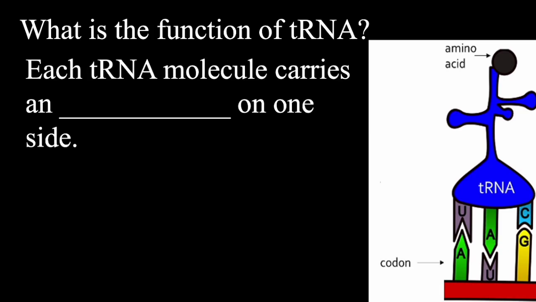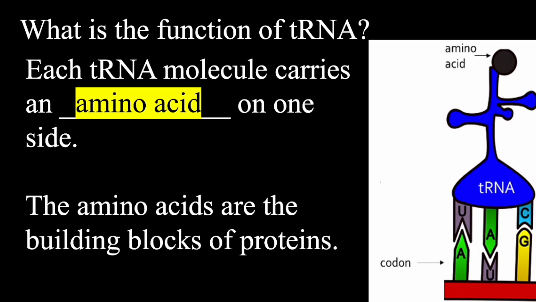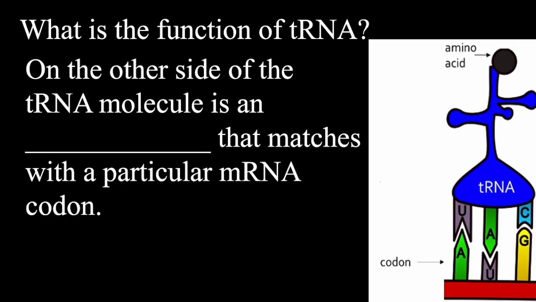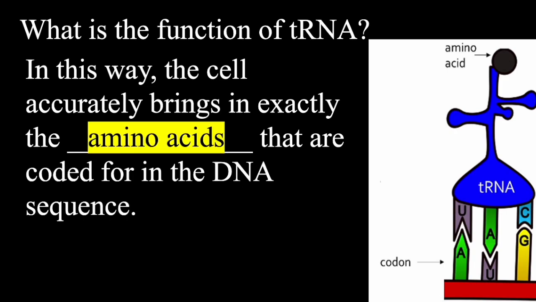Each tRNA molecule carries an amino acid on one side. The amino acids are the building blocks of proteins. On the other side of the tRNA molecule is an anticodon that matches with a particular mRNA codon. In this way, the cell accurately brings in exactly the amino acids that are coded for by the DNA sequence.